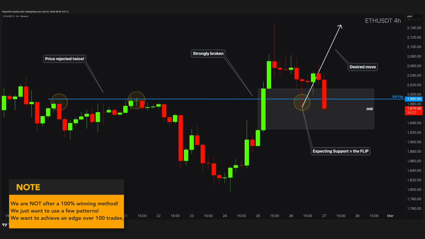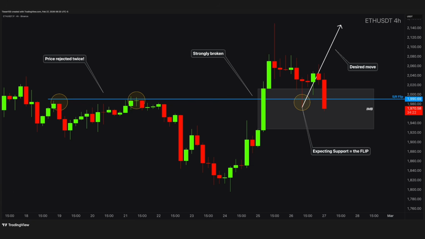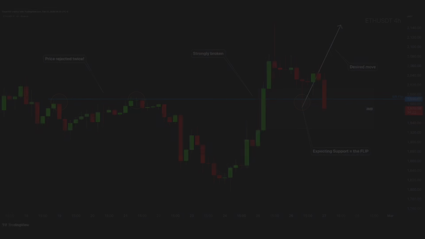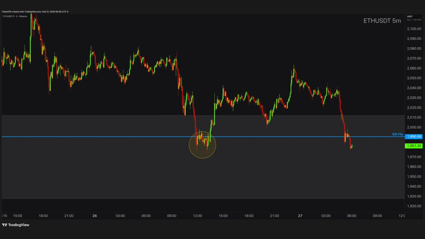Sometimes it works out perfectly. Sometimes it fails and doesn't follow through. But in the long run, we are simply trying to gain a small advantage over a large number of trades. Now let's drop down to the 5-minute chart and talk more about the entry location.